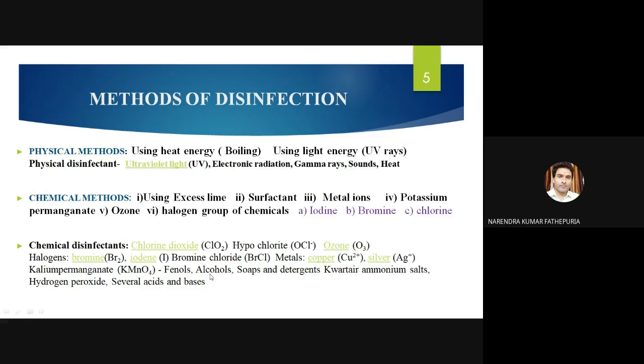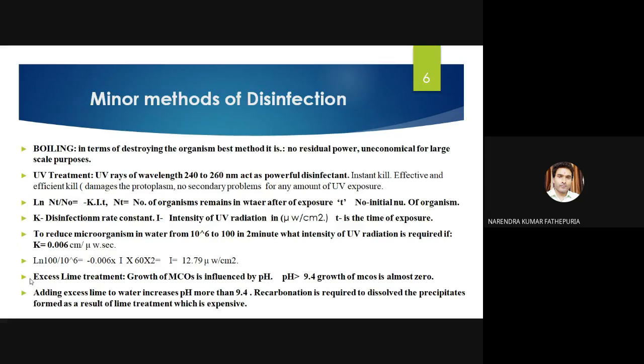Alcohols and ethers can be used as disinfectants nowadays, in sanitizers, like ethanol. Soaps and detergents can also be used as disinfectants. Ammonium salts can also be used. These are all chemical disinfectants. Hydrogen peroxide, H2O2, is also a very good disinfectant. Several acids and bases also work as disinfectants. So there are very strong chemical disinfectants.